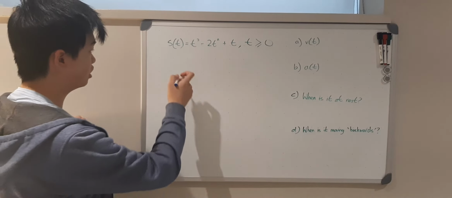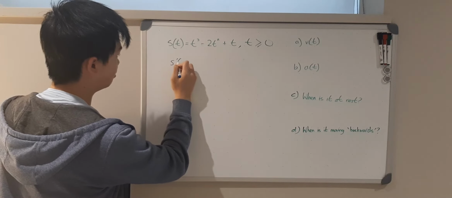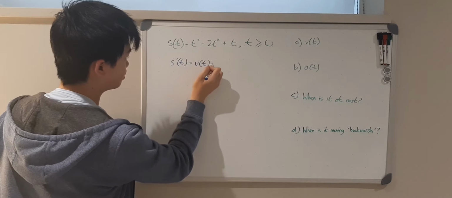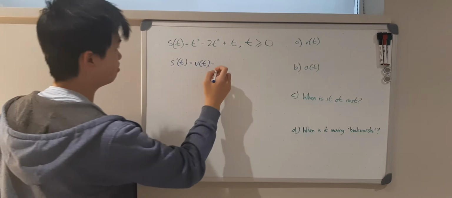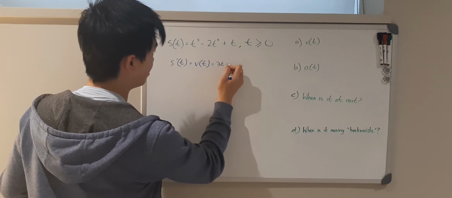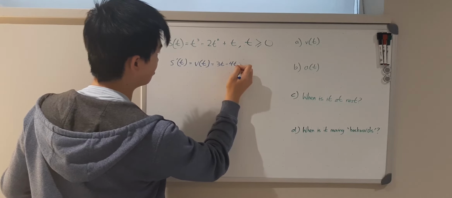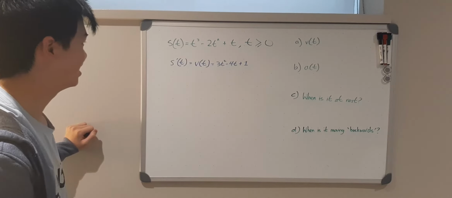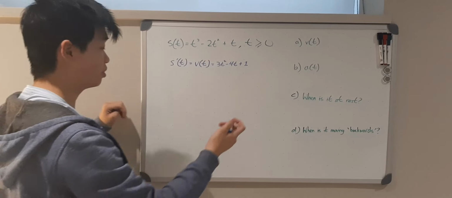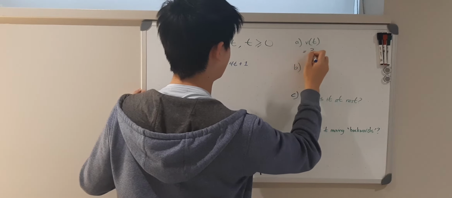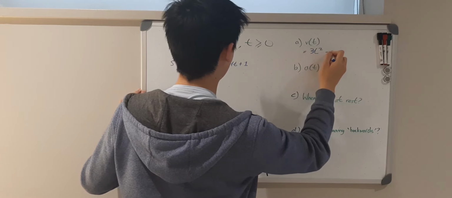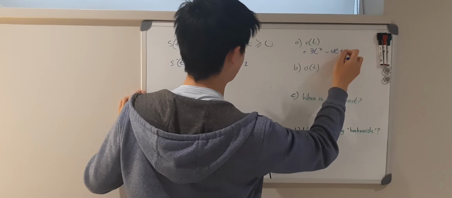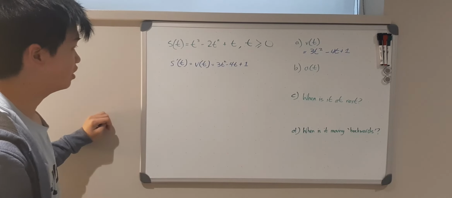So first, as we know, the derivative of s of t, s prime of t, is equal to v of t. So we'll take the derivative of this function. So that would be 3t squared minus 4t plus 1. Okay, so from there, you can just plug that in right here. That is equal to 3t squared minus 4t plus 1.